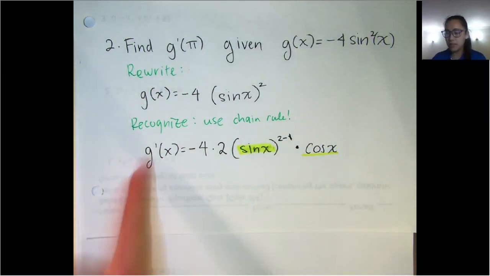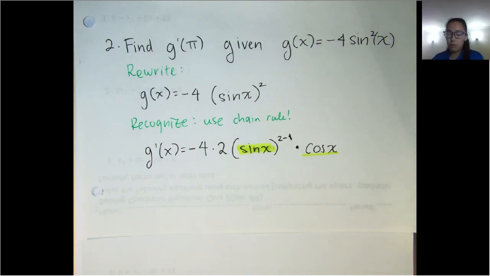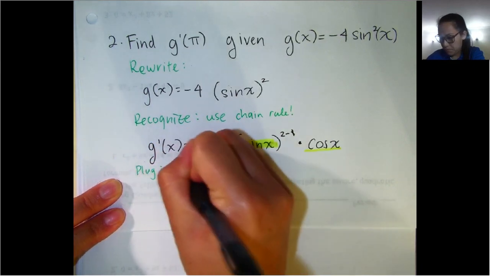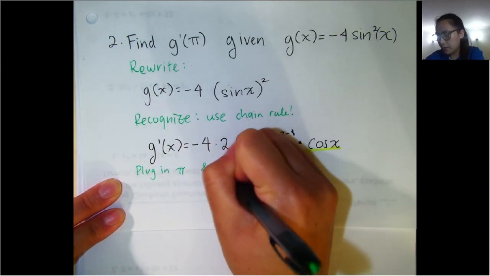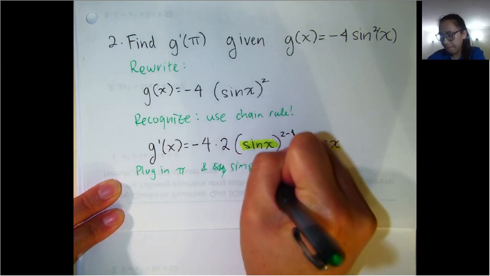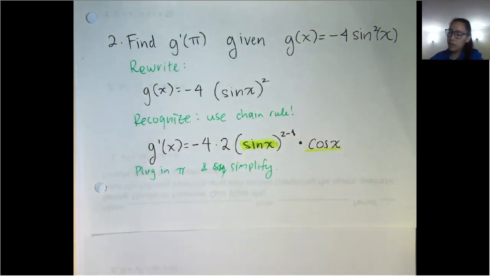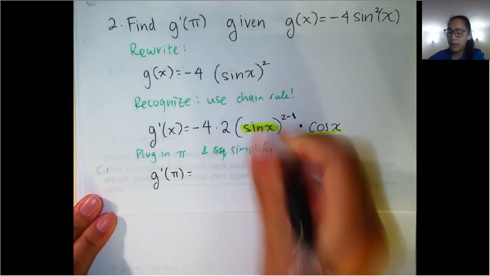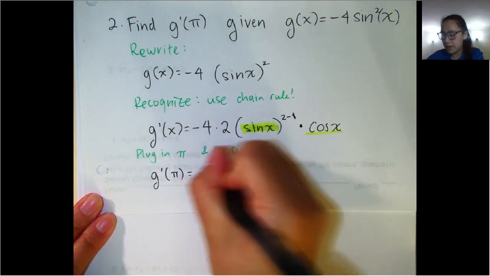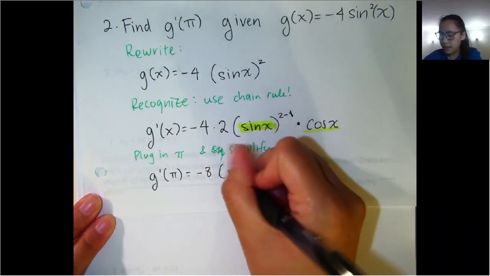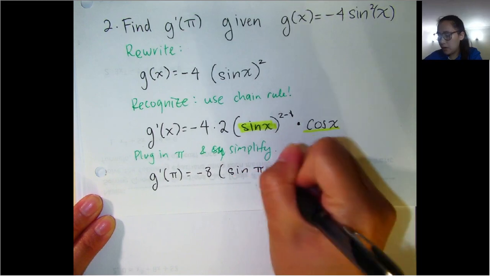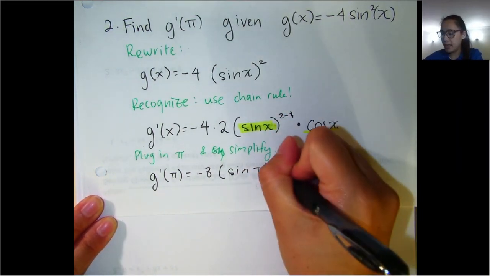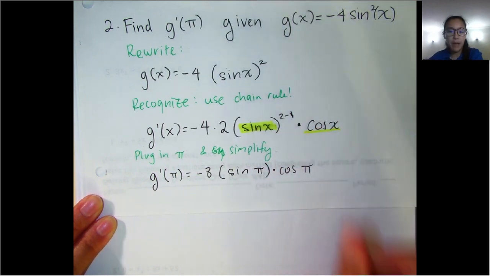And so there we have it. This is g prime of x. Now we're going to want to plug in pi, and we'll simplify a little while we're at it. So g prime of pi would be, well, negative 4 times 2 is negative 8, so we leave that as negative 8 times sine of pi, all to the 2 minus 1 power, which is just 1, so we leave it as 1, and then times cosine of pi.